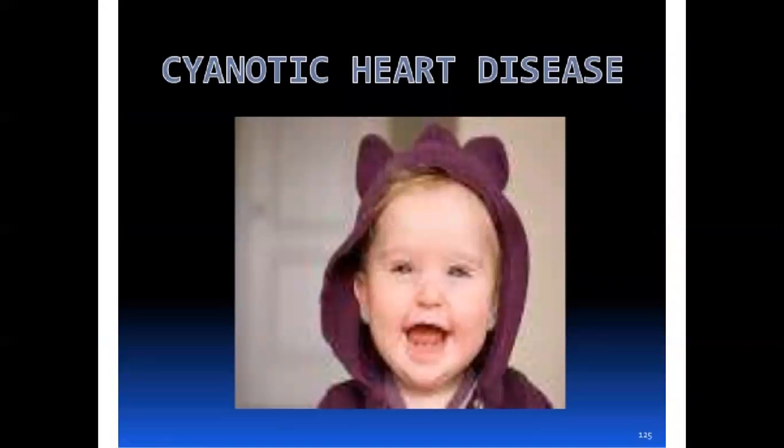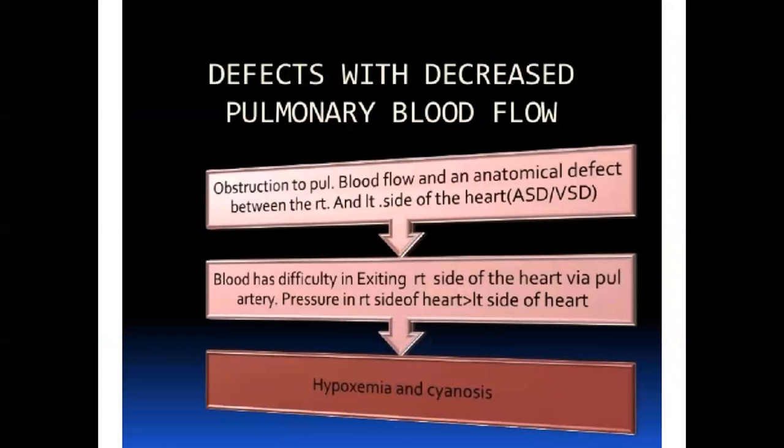So, cyanotic heart disease. Defect with decreased pulmonary blood flow. First of all, obstruction to pulmonary blood flow and an anatomical defect between the right and left side of the heart cause atrial septal defect or ventricular septal defect. Because of that, blood has difficulty exiting the right side of the heart via the pulmonary arteries. Pressure on the right side of the heart is greater than on the left side. So that is how hypoxemia and cyanosis are caused.